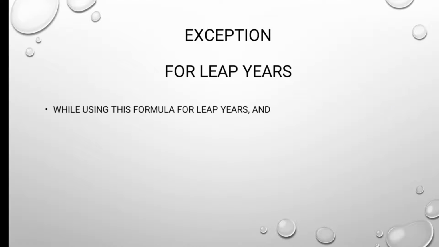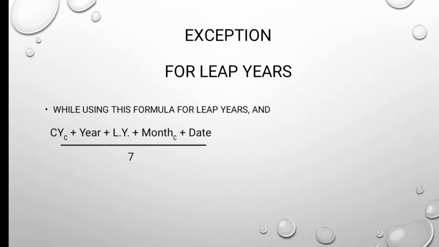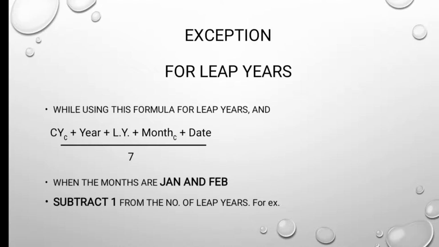Now there is one exception to this formula. While you are solving for leap years and the months are January or February, that is, when you are using this formula for a leap year, let's say 2020, but the month is January or February. Except for these 2 months there is no exception. The exception is in the case of a leap year and the months January and February. So you have to subtract 1 from the number of leap years.